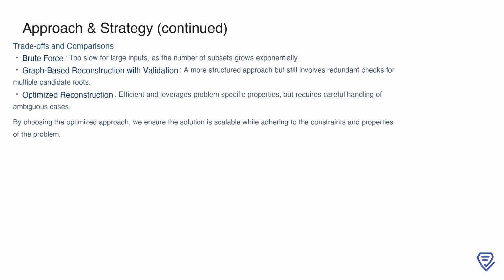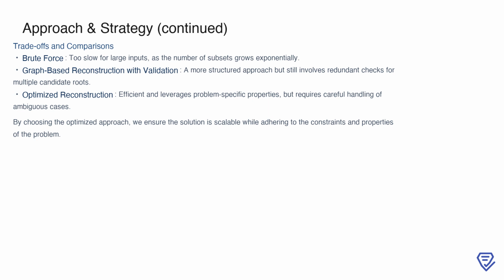When comparing the different approaches, the trade-offs become clear. The brute force approach, while conceptually simple, is far too slow for large inputs due to its exponential time complexity. Graph-based reconstruction with validation is more structured and avoids the exhaustive enumeration of subsets, but it still involves redundant checks for multiple candidate roots, which can be computationally expensive.